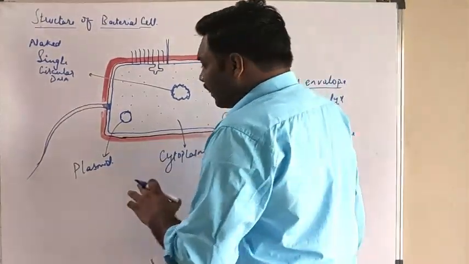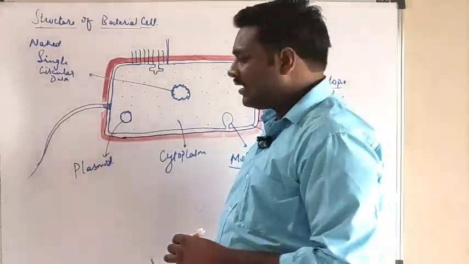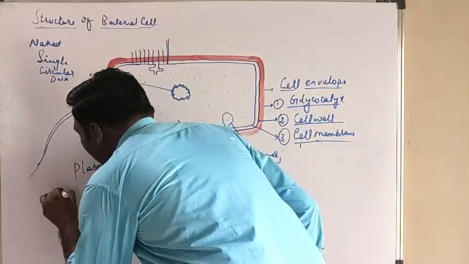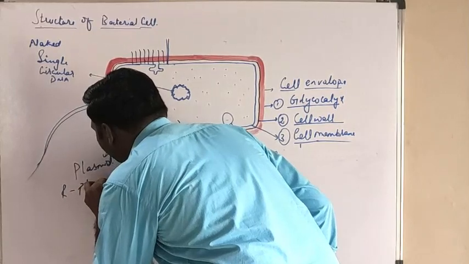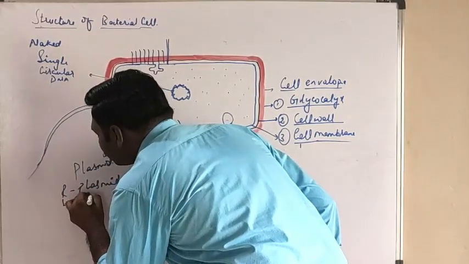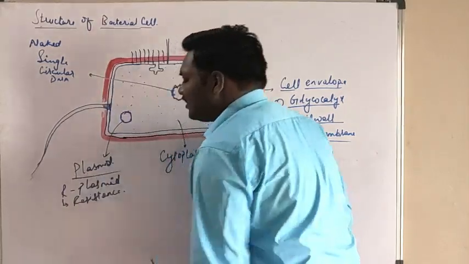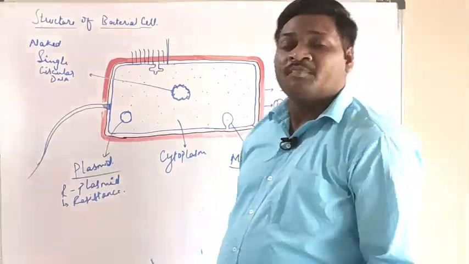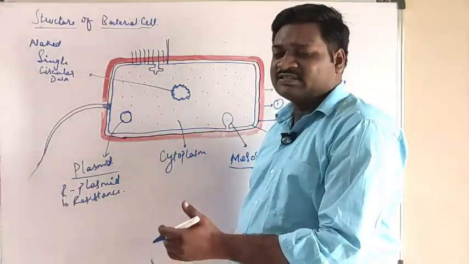Okay, so on the basis of function, the plasmids can be of different types. Like there is an R plasmid. R stands for resistance. It consists of resistance genes, antibiotic resistance genes.